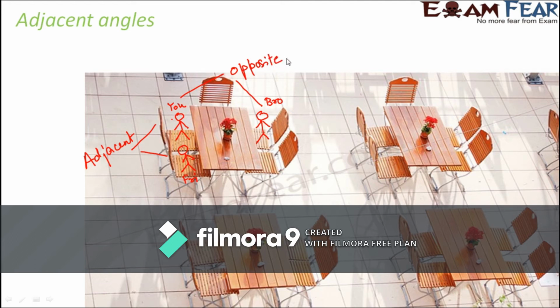So here we are going to talk about adjacent angles. The word adjacent means next to something, whether it is you and your friend sitting next to each other, or some angles which are sitting next to each other. So two angles just beside each other are termed adjacent angles. Now what do we mean by angles beside each other? That is what we will understand in the next slide.